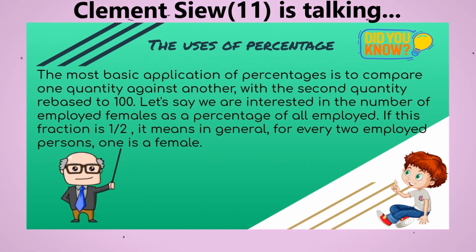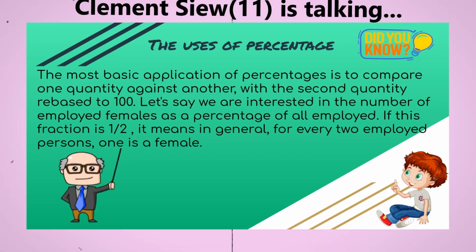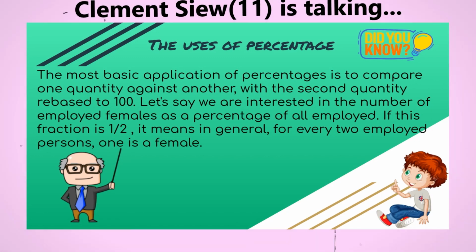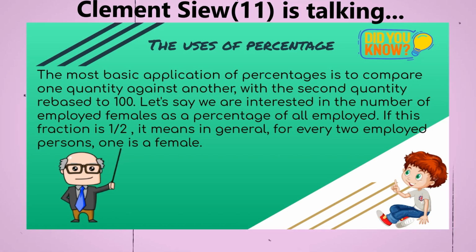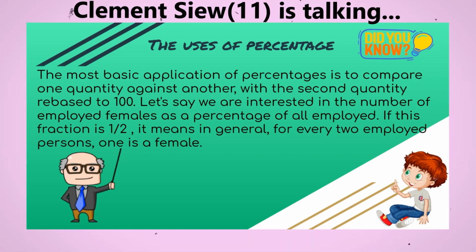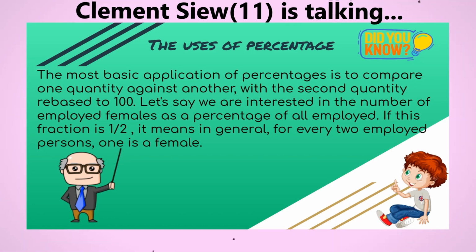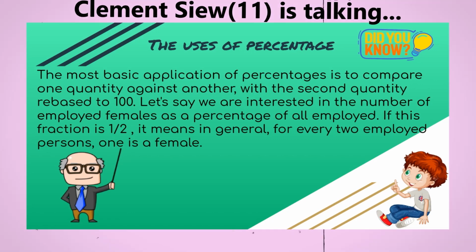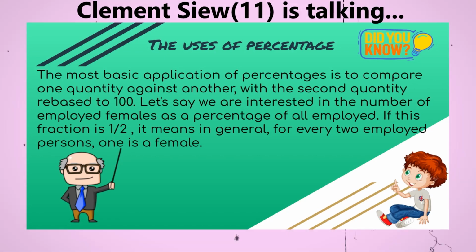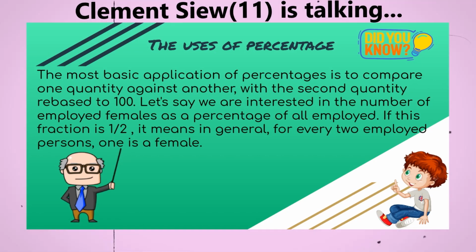The most basic application of percentages is to compare one quantity against another, with the second quantity rebased to 100. Let's say we are interested in the number of employed females as a percentage of all employed. If this fraction is 1 over 2, it means in general, for every 2 employed persons, 1 is a female.